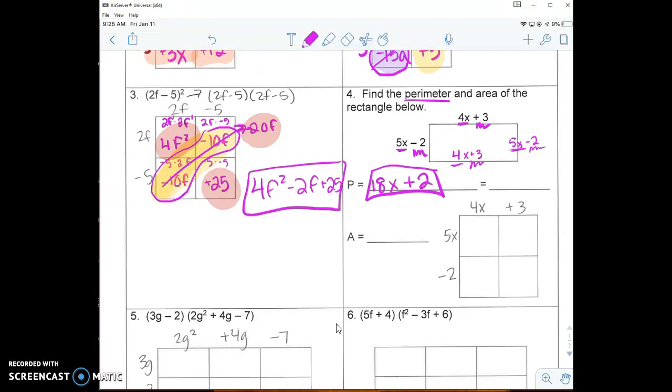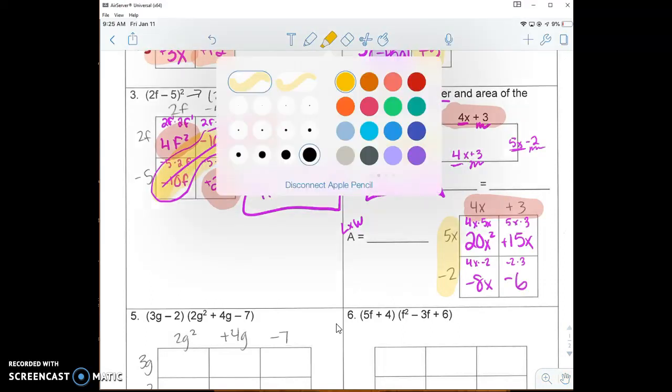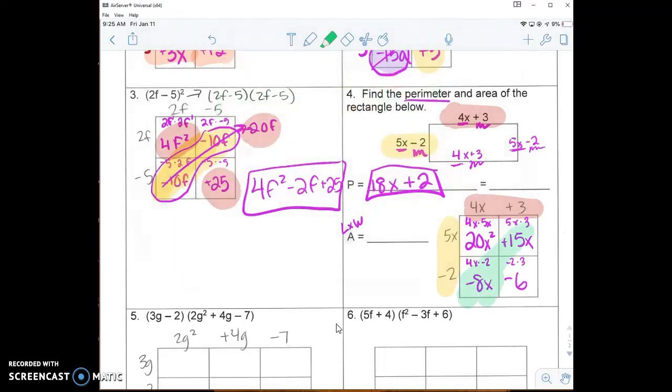For area, we multiply length times width. Our length is 4x plus 3, and the width is 5x minus 2. In the first box, 4x times 5x makes positive 20x squared. 5x times 3 makes 15x. 4x times negative 2 makes negative 8x. And negative 2 times positive 3 makes negative 6. My like terms are 15x.